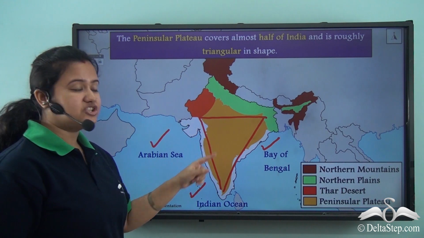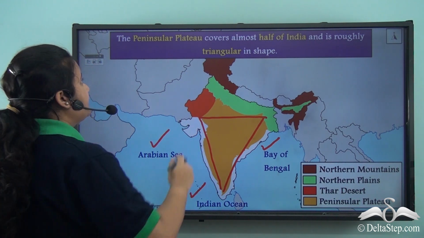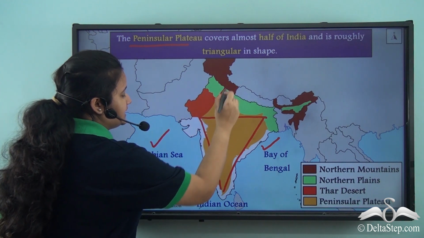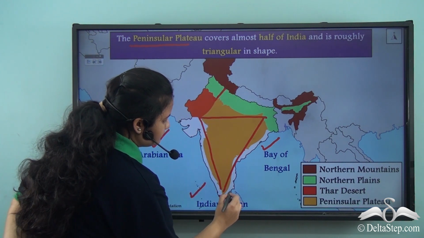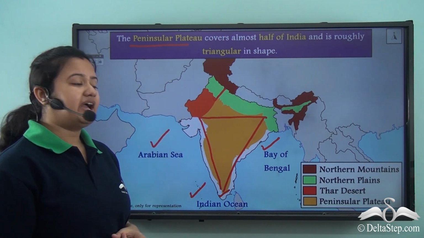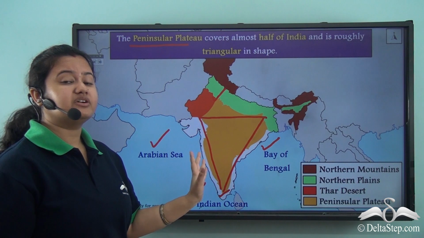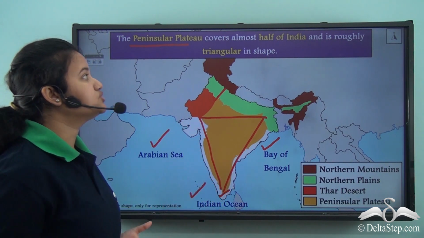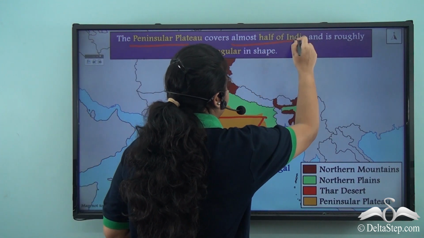And this region is known as Peninsular Plateau. It extends from northern plains and continues till the southernmost tip of the country. So, from here we find that Peninsular Plateau covers a vast portion of the country. In fact, it covers almost half of India.